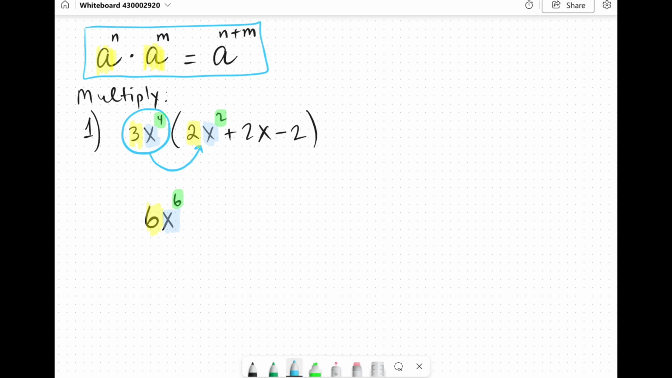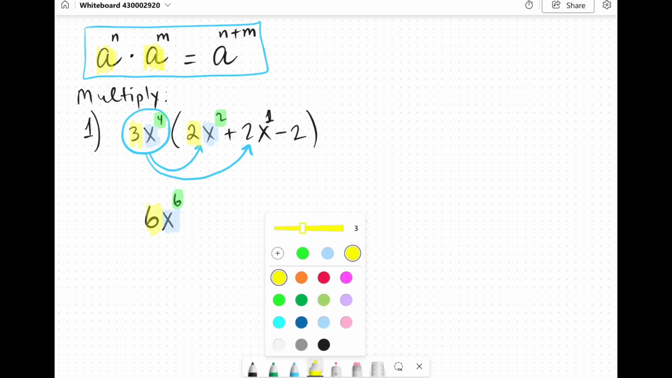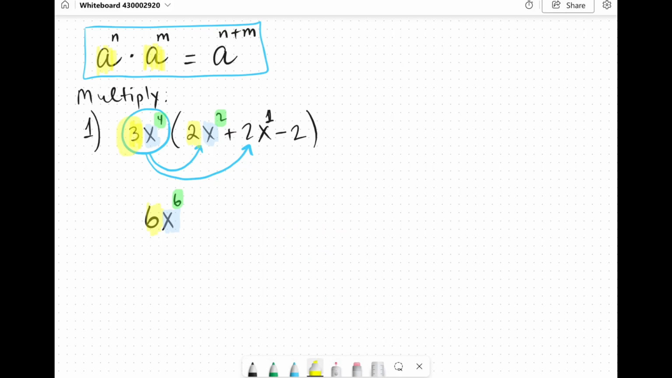Now we'll go back to 3x to the fourth and we'll multiply by this 2x. Now this 2x looks like it has no exponent, but again, if your letter doesn't have an exponent, you keep in mind that it has that exponent of 1. So for the second blue arrow, you will be multiplying this 3 here, by this 2 again, so that's a positive 6. And then you will keep the x and you will add the exponents of those x's, so the 4 and the 1, that will make you a 5.